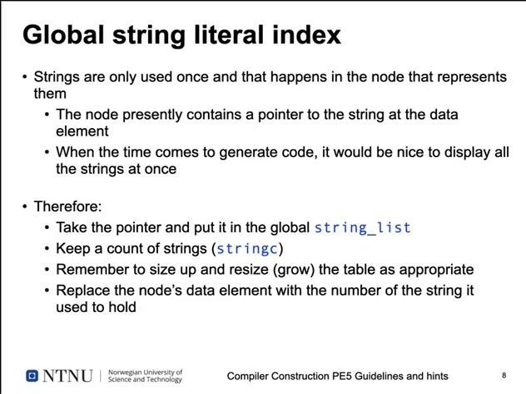So for your global string literal index, you take the pointer to a string, you put it in a global, which we call string list here. You keep a count of strings. We call that string C just for string count.